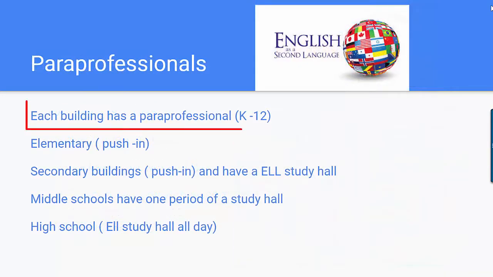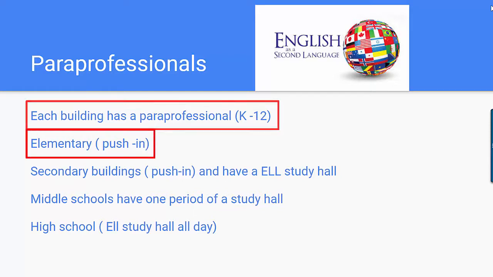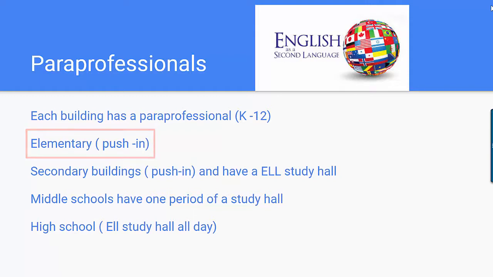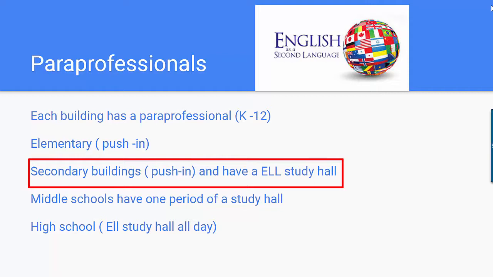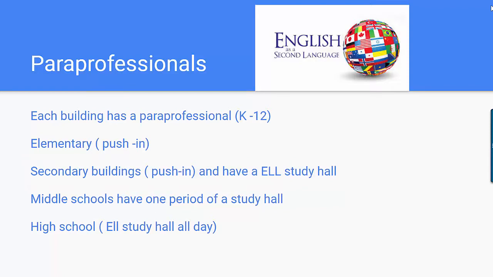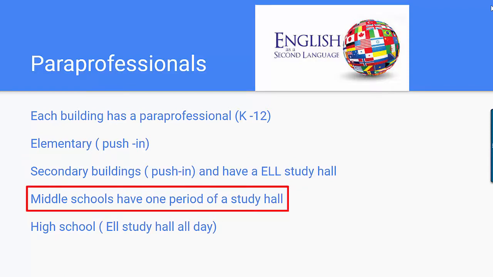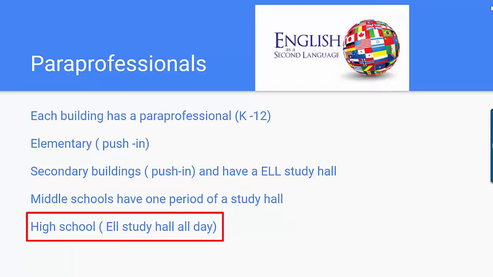In all 10 buildings, we have paraprofessionals, K through 12, and in the elementary program, our paraprofessionals push in to the classroom with the students. If directed by the classroom teacher, they can pull out with the student and work one-on-one with them. In our secondary buildings, we do the same thing. We push in with the EL students into the classroom, and then the paraprofessionals at the middle school level also have a study hall in which the students can access as well. At the high school, our paraprofessional is in the EL study hall all day.